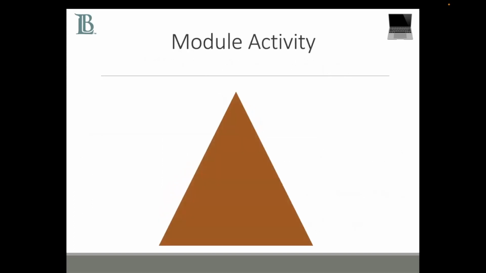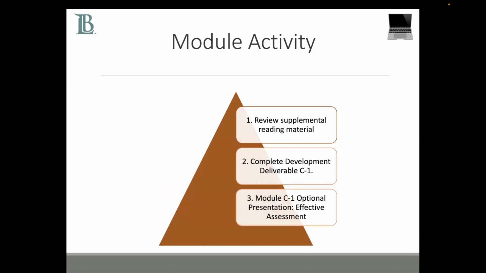There are several activities associated with this module. First, review the supplemental reading and support materials. Next, apply the information covered in this unit by completing development deliverable C1, in which you develop an assessment plan for your online class. And thirdly, I urge you to view the C1 optional presentation that provides details for assessment validity and authenticity in online courses.